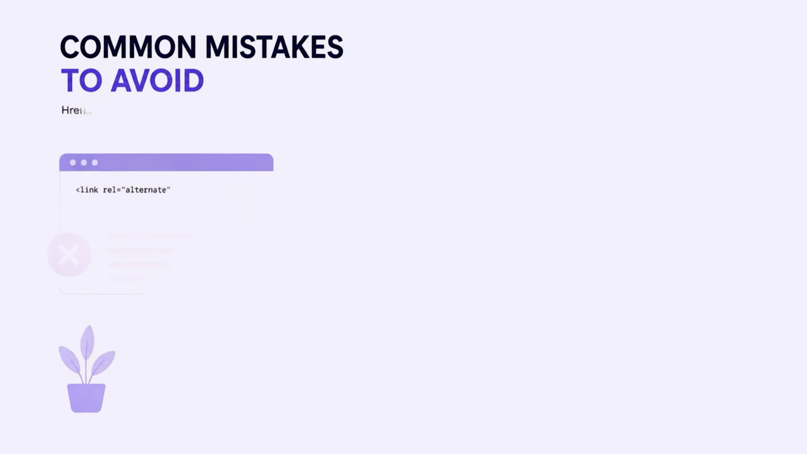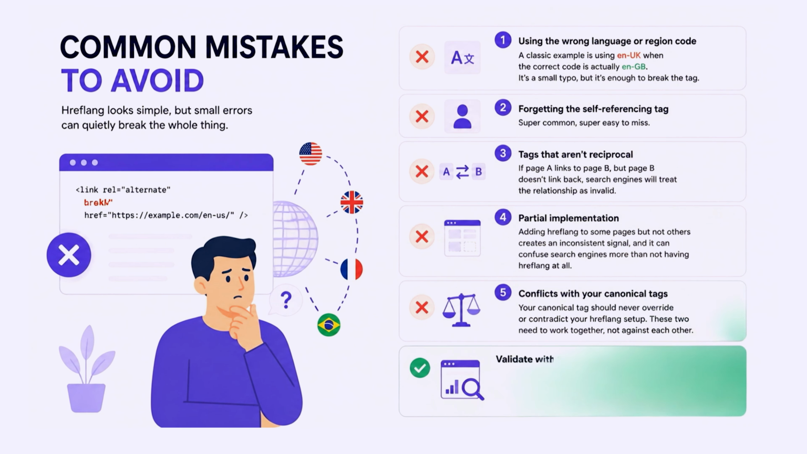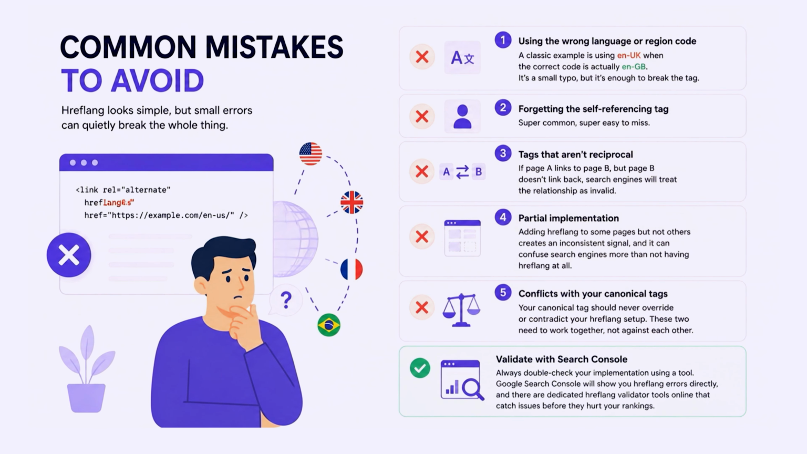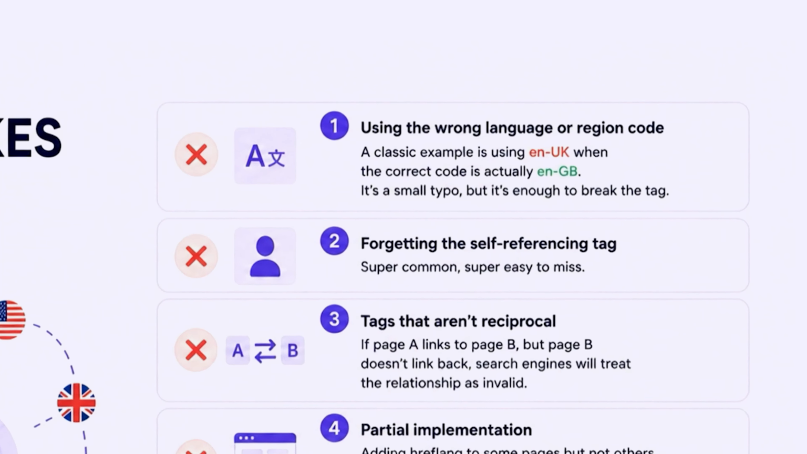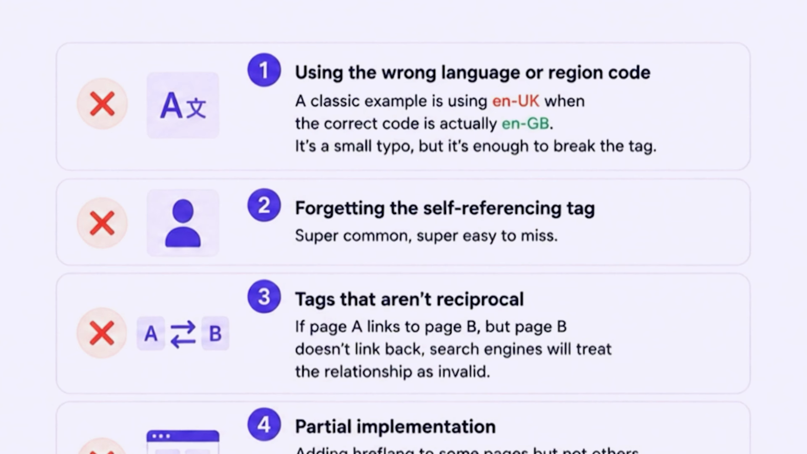Common mistakes to avoid. Let's talk about where people usually mess this up, because Hreflang looks simple, but small errors can quietly break the whole thing. Mistake 1. Using the wrong language or region code. A classic example is using en-UK when the correct code is actually en-GB. It's a small typo, but it's enough to break the tag. Mistake 2. Forgetting the self-referencing tag we talked about. Super common, super easy to miss.